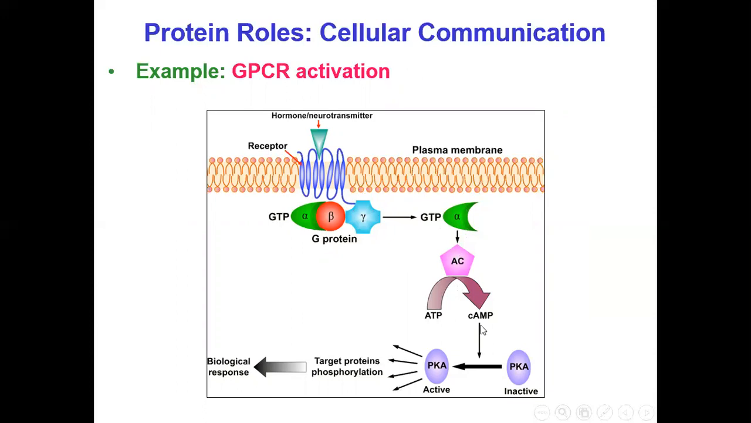Cyclic AMP is a secondary messenger, which is a name that we give to small organic molecules that are involved in signal transduction inside cells. And the word secondary is meant to distinguish them from the primary messengers, which are the neurotransmitters or hormones. So once cyclic AMP is formed by the adenylyl cyclase enzyme, it binds to another enzyme called PKA. PKA stands for protein kinase A.